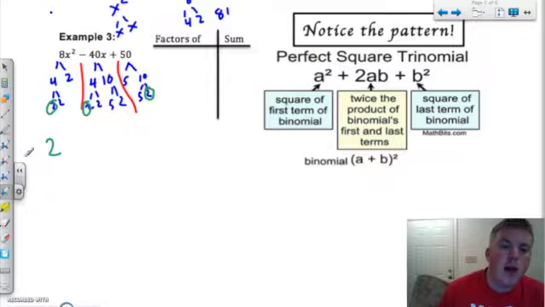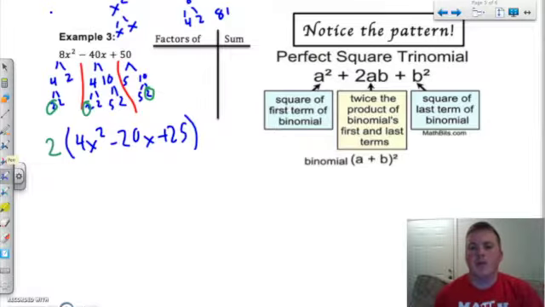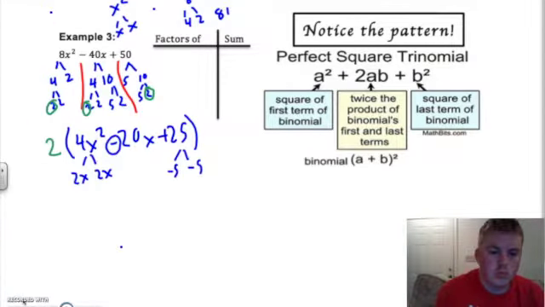So I'm going to pull out that 2 and see what that leaves me with. So if I pull out a 2, I'm going to have a 4x squared minus 20x plus 25. That's just dividing all those numbers by 2. So let's reevaluate now and see if this is a perfect square trinomial or not.